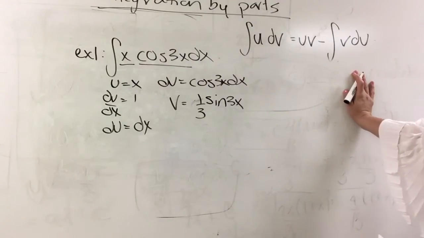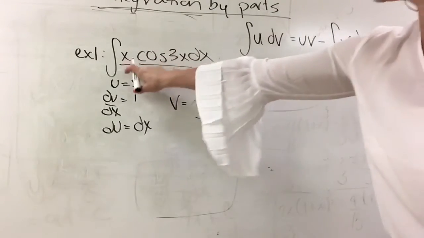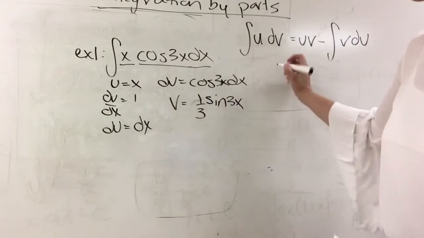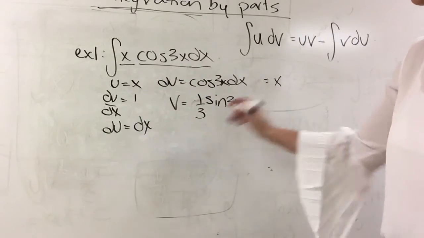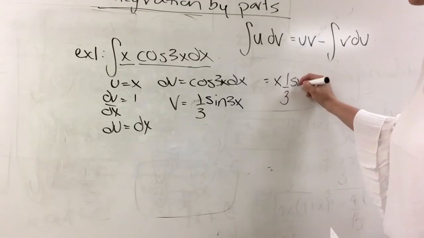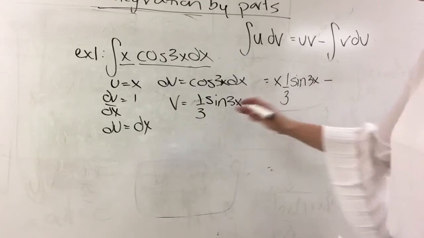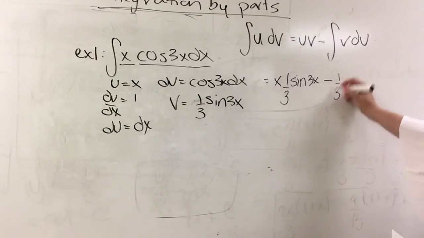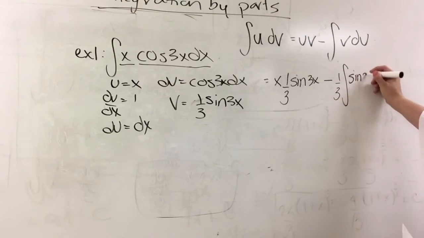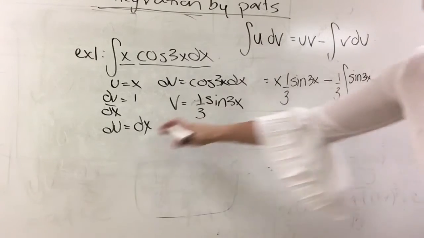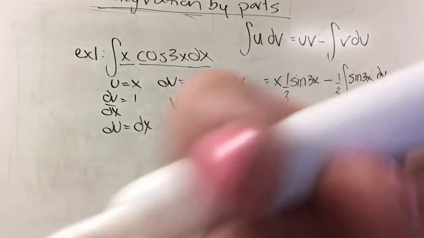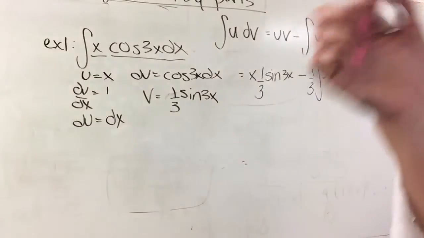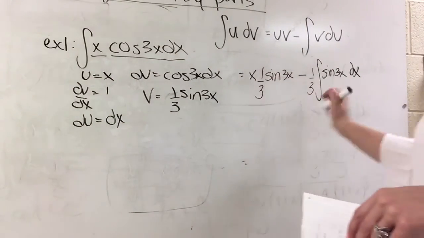Okay, so now we're going to go ahead and plug it into this formula. This is my u, this is my dv. So my formula tells me to do u times v minus the integral of v, I'm going to bring the third on the outside, du. Okay, so then I just filled it all in my formula. Now I go ahead and clean this part up and find the integral of this guy.